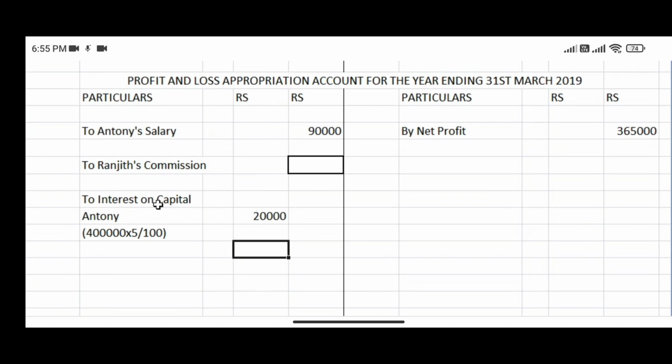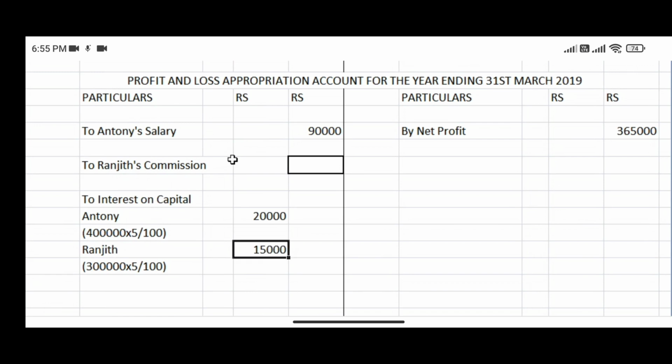Next we are going to do the interest on capital for the next partner, who is Ranjit. So Ranjit's capital is 3 lakhs. So 3 lakhs into 5 by 100. So cancelling the two zeros, we will get 3,000 into 5. So 3,000 into 5 will give us 15,000 for Ranjit.